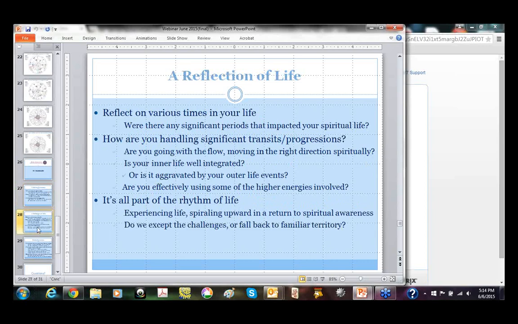Well, I often consider that it's a good time to reflect, to look at our chart, to see what it was like when my son had progressed to the next sign. Do I remember that part of my life? What was I doing? So it's a good time to reflect back to see what the life cycle was like and how we are handling all these progressions and transits.